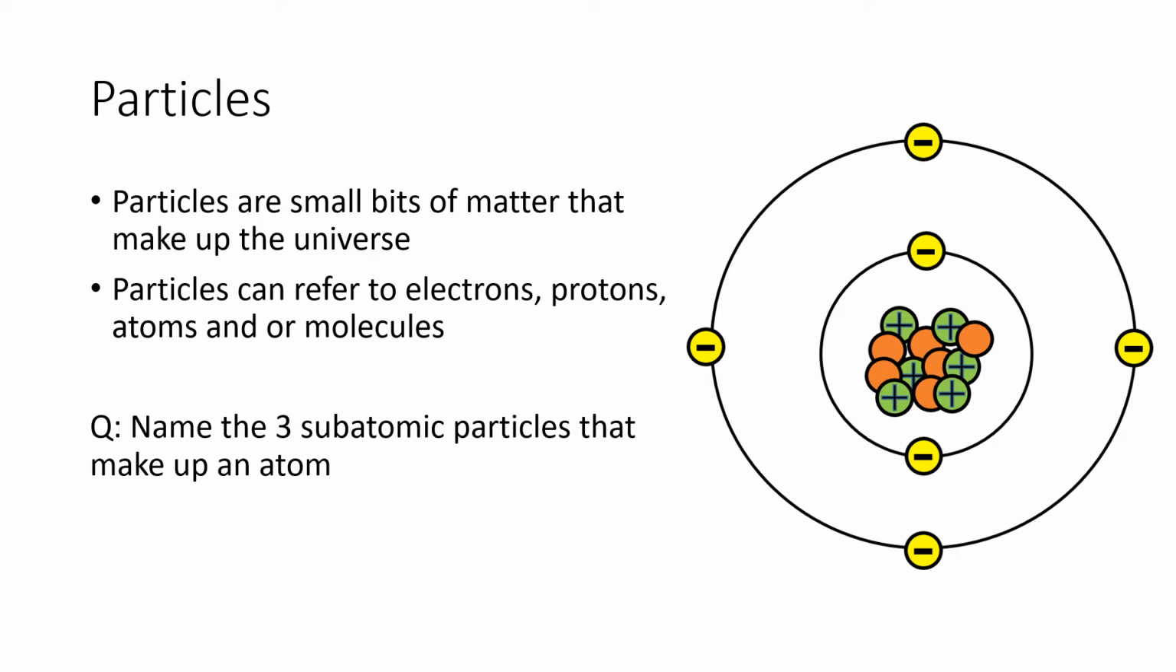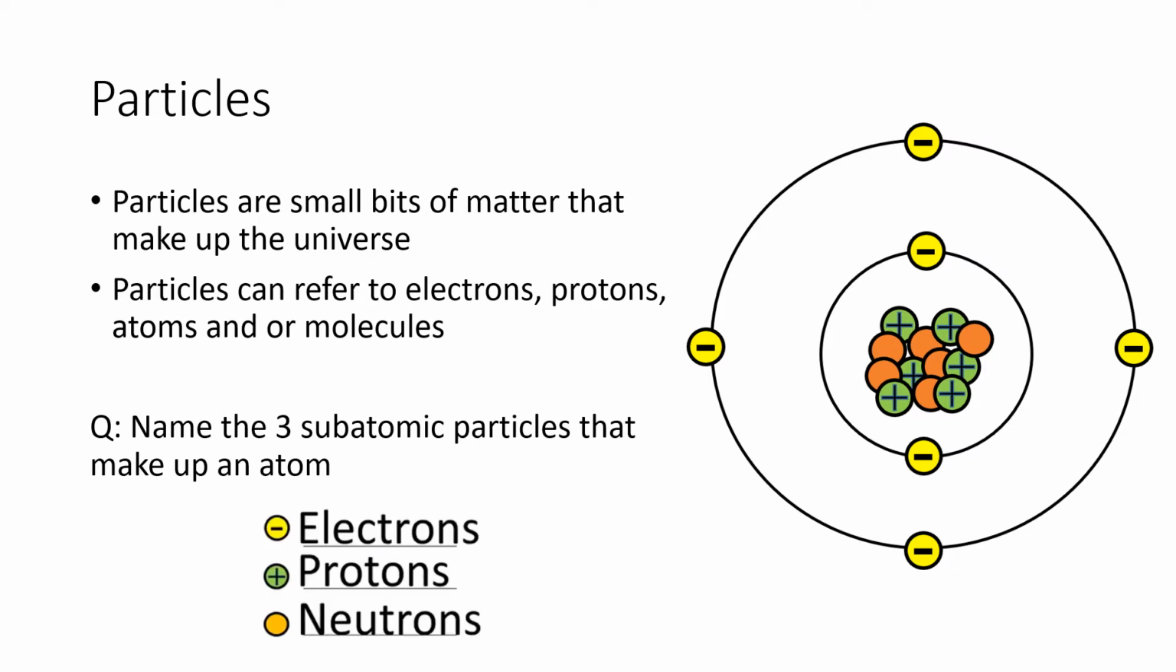Well, the minus signs around the outside, those are the electrons. The positives in the center are the protons, and the orange represents the neutrons, which have no charge. Remember, the large lump in the middle is called a nucleus, and the rings which the electrons orbit around are known as shells.